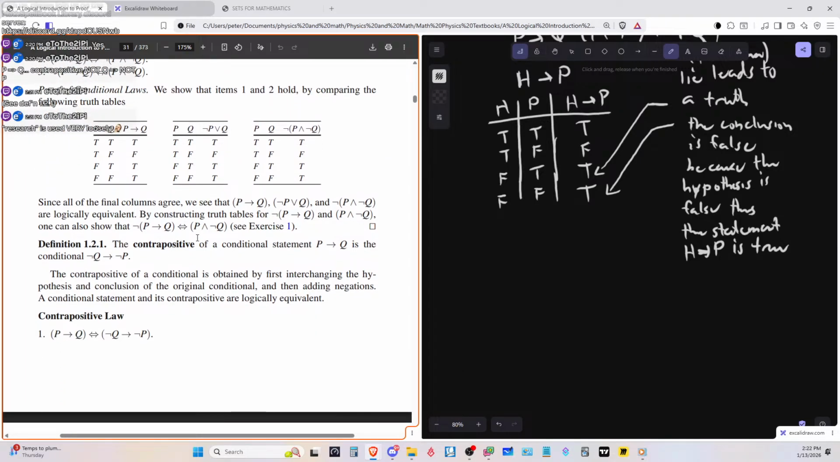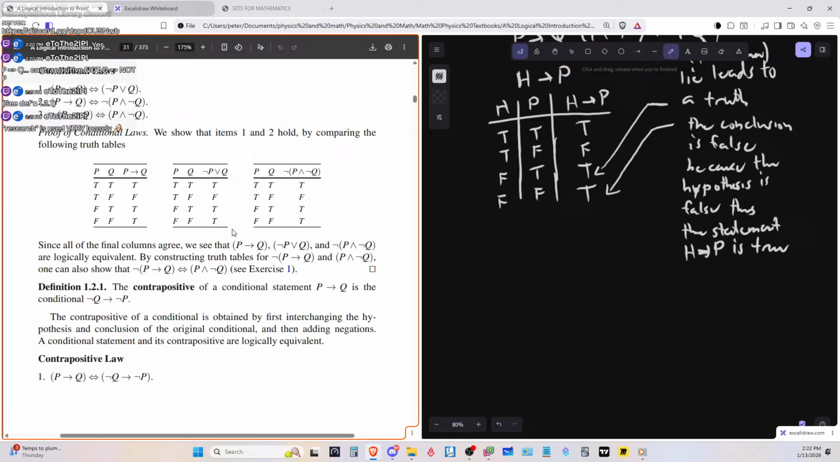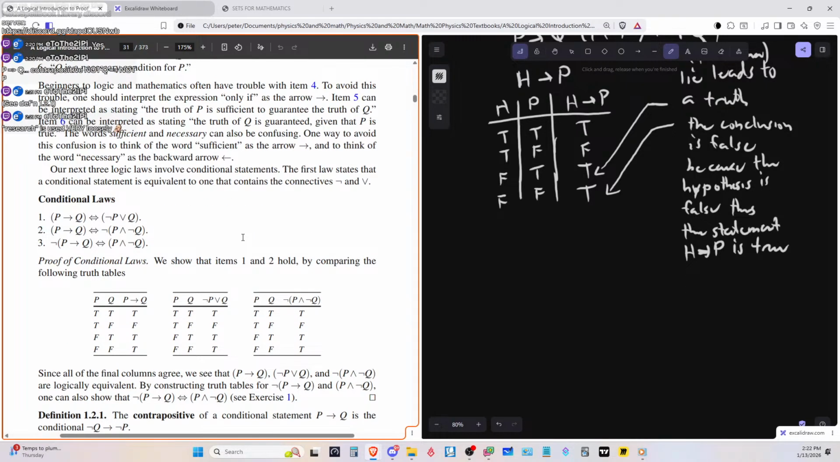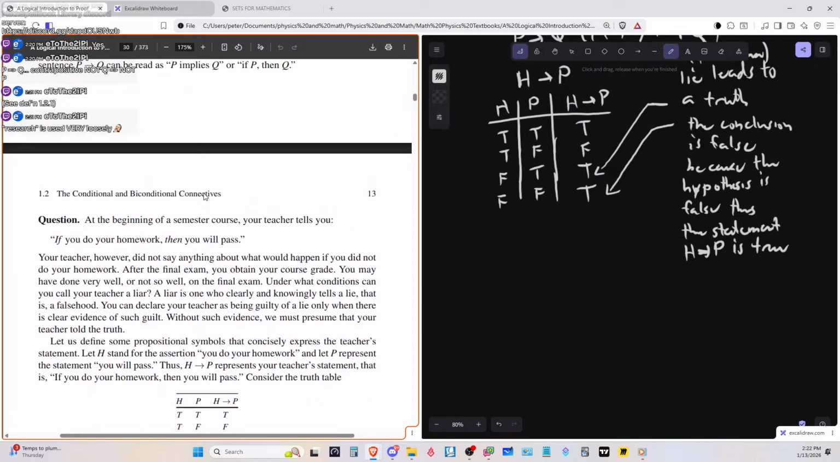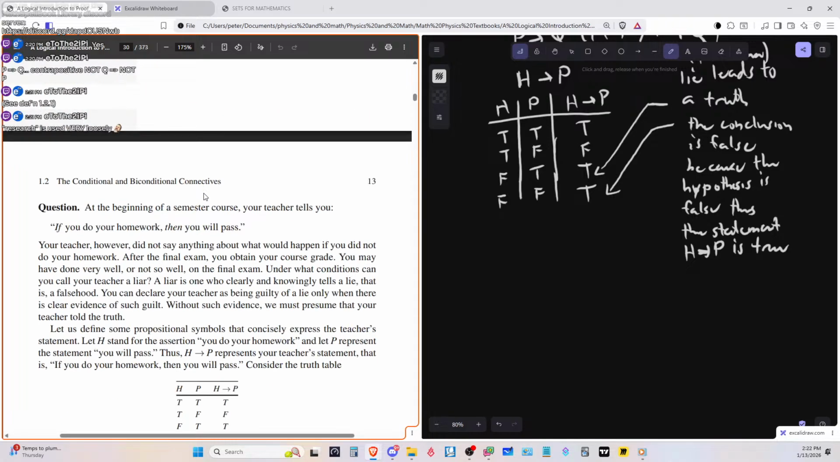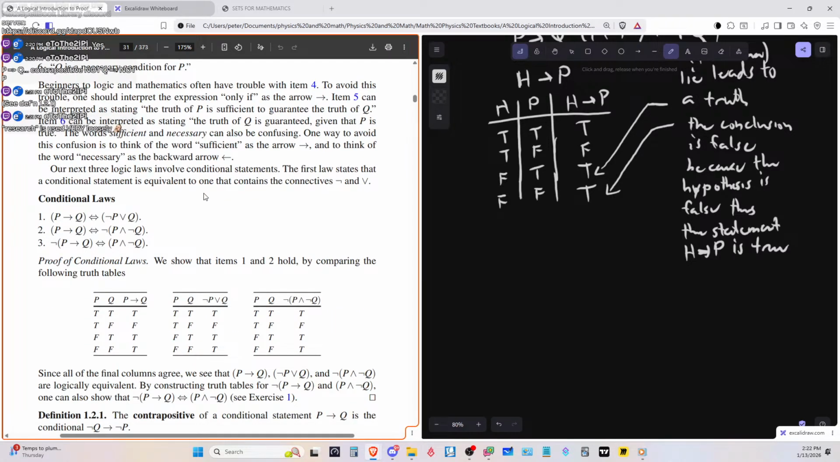Oh, here we go. Yeah, I was just talking about that. Let's see. Over here. Our next 3 logic laws. Okay, so these are the logic laws. Was there another pair of logic laws? Okay, no. Okay, cool. So these are the logic laws. The first law states.